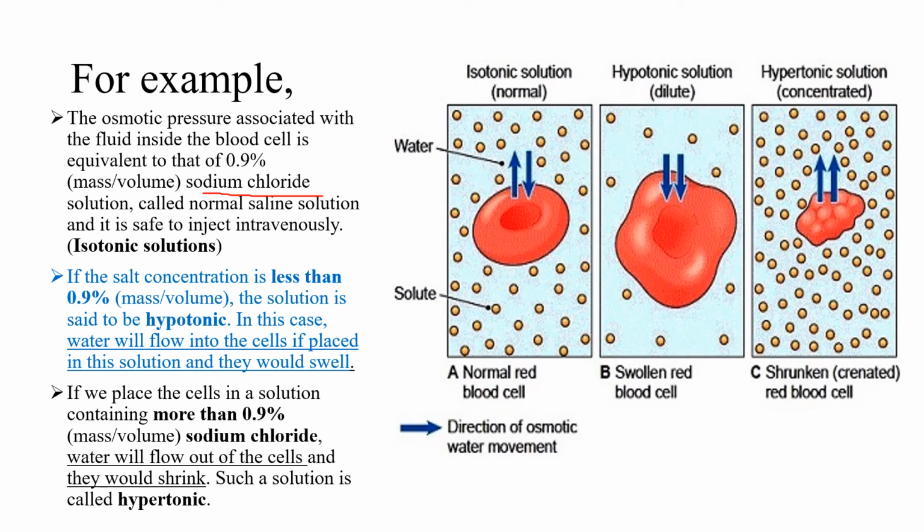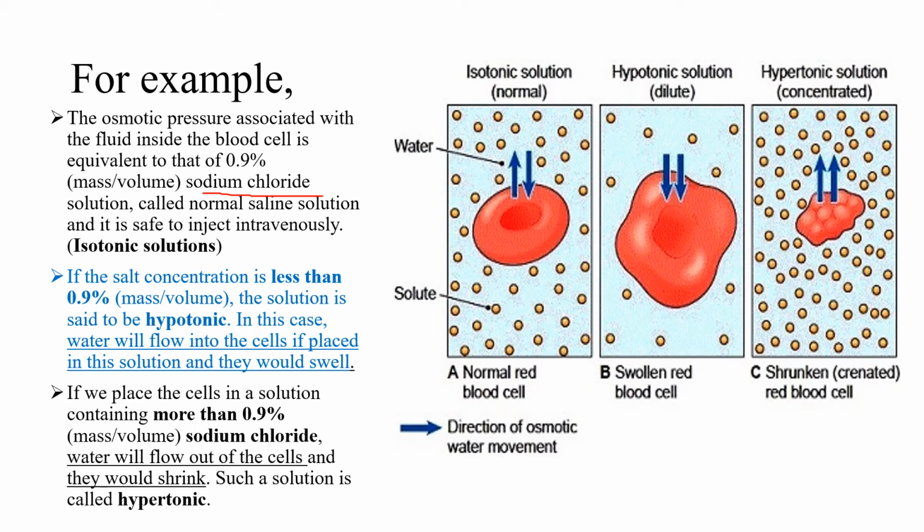For isotonic, hypotonic and hypertonic solutions, let us take an example. In the blood cell of a human being, our blood cell contains a fluid, and that fluid has 0.9% sodium chloride solution. Inside the blood cells, the fluid is present in a concentration of 0.9% sodium chloride solution.